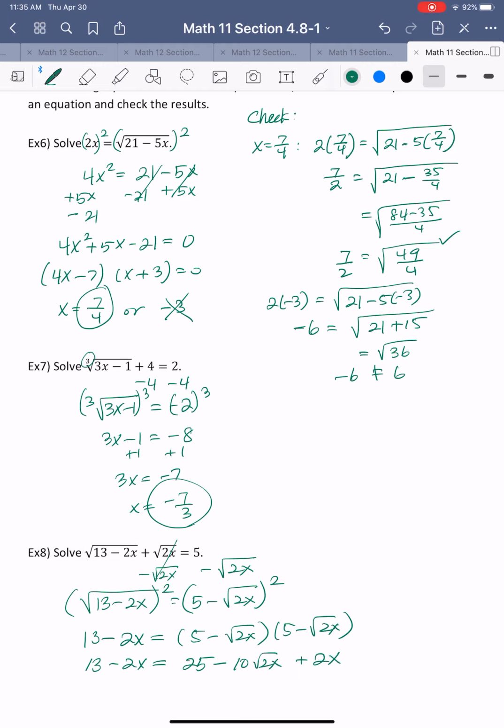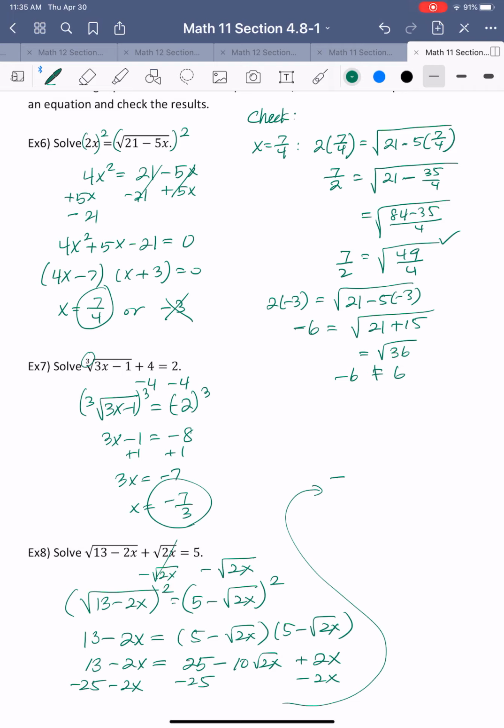Now we need to isolate these radicals again. So in order to do this, you need to subtract 25, and you need to subtract 2x. And then I get negative 4x. I just move it up here, okay?